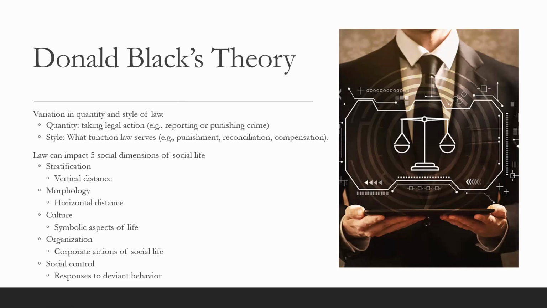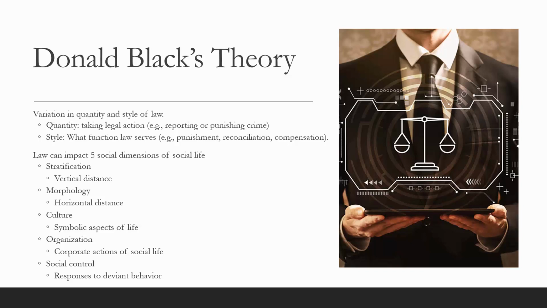Then we have Donald Black's theory, and I love this theory. This is not so much, it is considered a conflict theory, but it's not like the others. It's a sociological theory, and this theory doesn't necessarily try to explain why crime occurs or anything. It just sort of explains the behavior of law, how law behaves. Okay, and so the book by Donald Black is named The Behavior of Law.